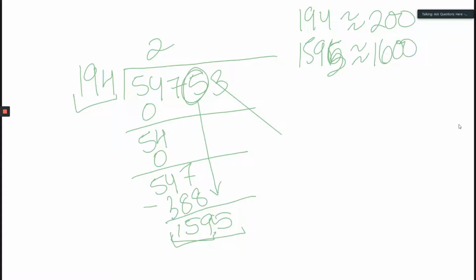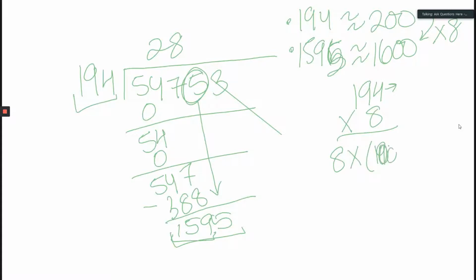Then you can see 200 could go into 800 8 times. So we're rounding up both numbers, and we can estimate that this would be 8. And we can see that it actually works out. So we do 194 times 8. Using the distributive property, it's the same thing as 8 times 100 plus 90 plus 4.